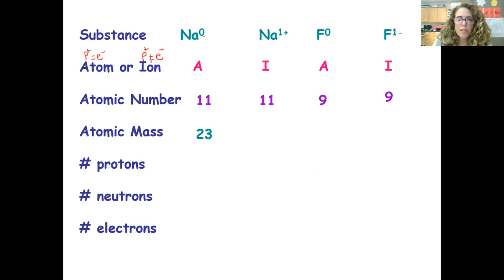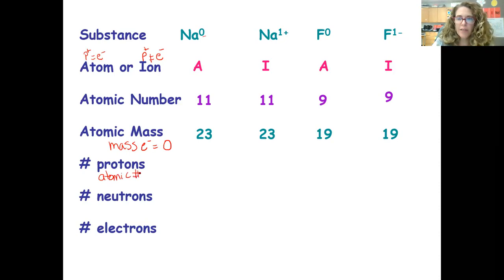So now if we go to the mass, right, we're going to use the rounded mass on the periodic table. These two sodiums have the same mass, even though we have a particle loss. Why does the mass stay the same? Because remember, the mass of the electron is equal to 0. So then there's no change in mass when an electron is lost or gained. So then the mass of fluorine is still 19, and the mass of that fluorine ion is still 19. So now let's look at the number of protons. The number of protons is equal to the atomic number.